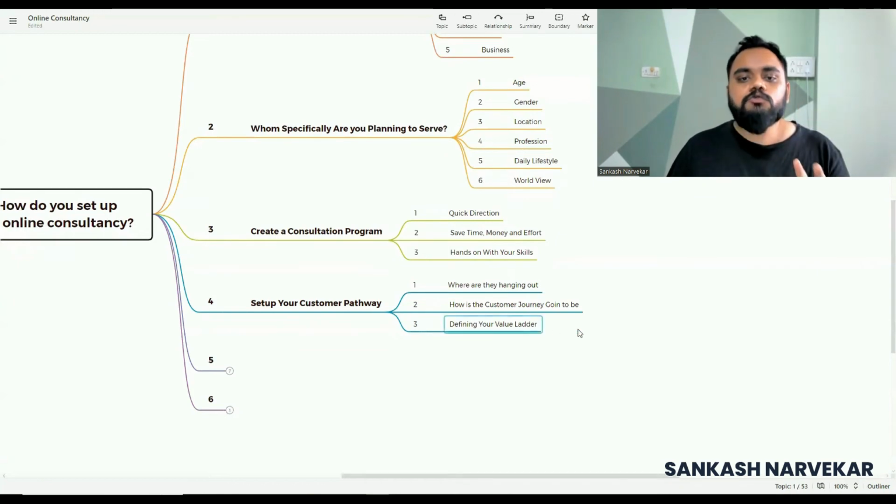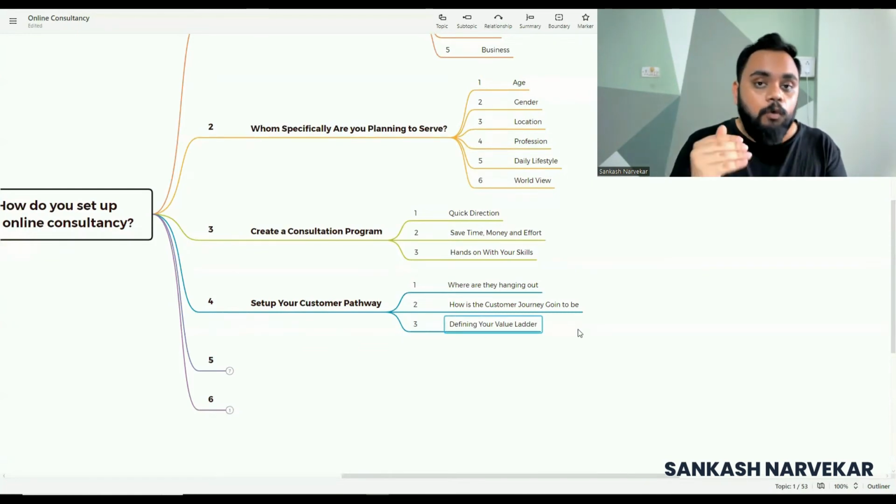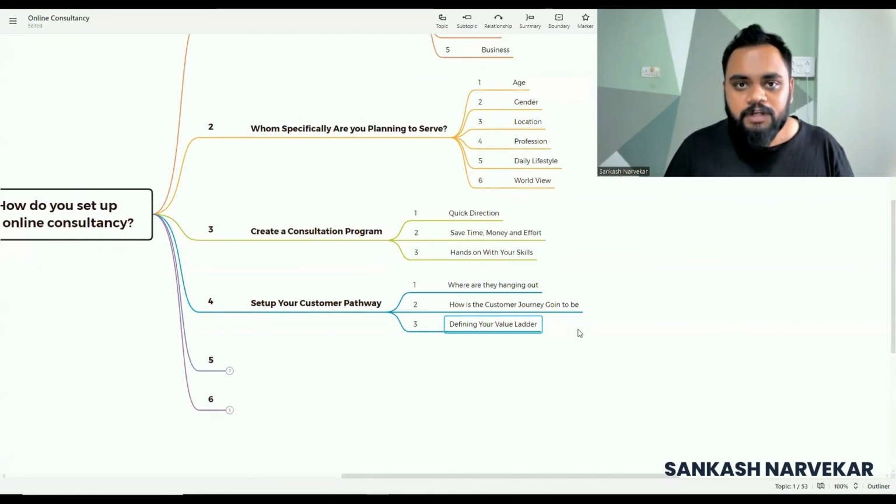Now, let me tell you, this value ladder, this entire concept, is really very important, because you need to save your time and you got to work with serious people. Because see, if you're giving your 2 hours of time to every single person, you would be very much drained. It would be very time-intensive, and you might not get time to focus on your business and services, whatever you are providing. So it is very important to have a value ladder.